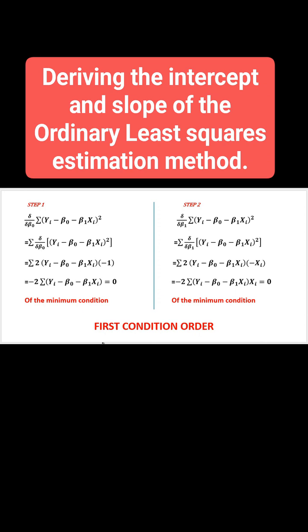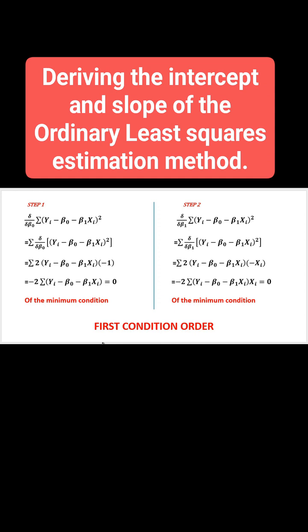Since beta 0 is the intercept and it has a coefficient of -1, since we are deriving using calculus, we would use the chain rule, and get rid of the -1 by multiplying the whole equation by -1, right? So we would have our end equation as -2 sigma of yi minus beta 0 minus beta 1 xi equal to 0 as the minimum condition, right? So that's our first condition and our first derivative.